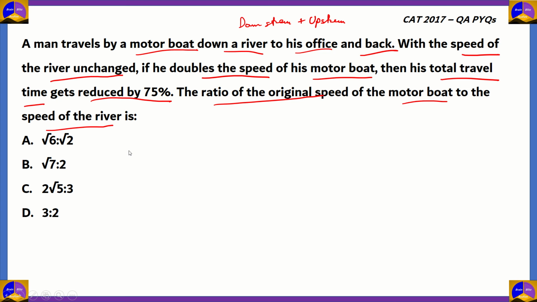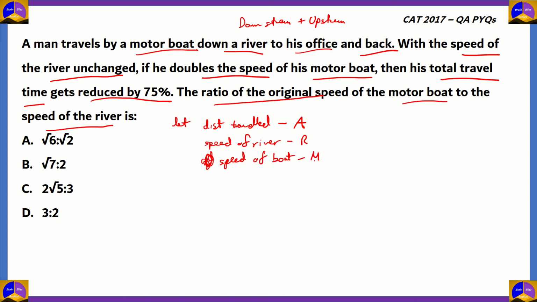Okay, so how do we solve this question? Now we're going to consider a lot of things. Now let the total distance traveled, which is both upstream and downstream, equal A. We will consider the speed of the river as R. Let's make it speed of boat, the speed of the boat as M, the motorboat, and the travel time to be T.